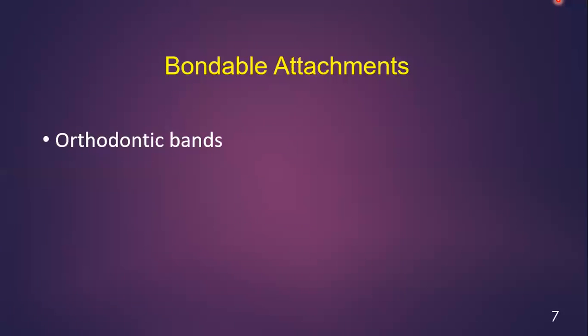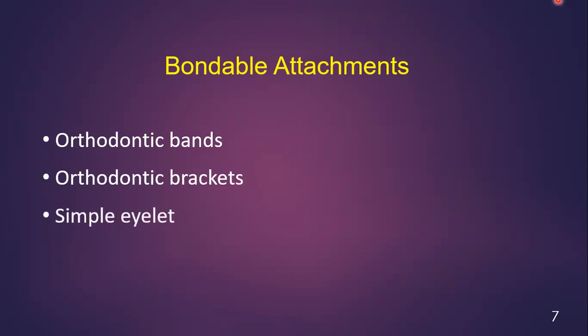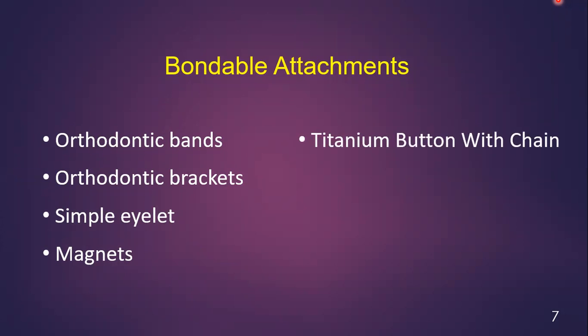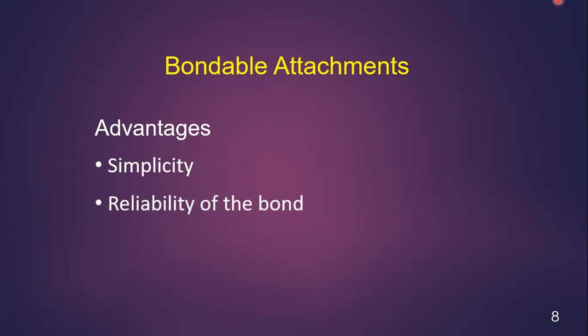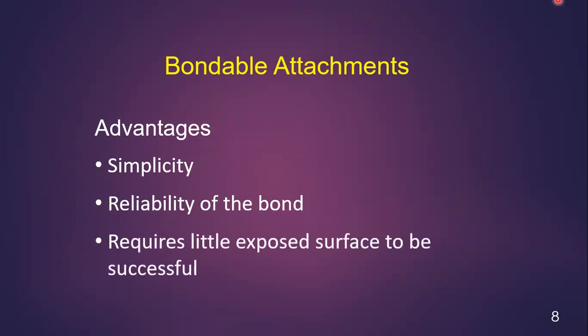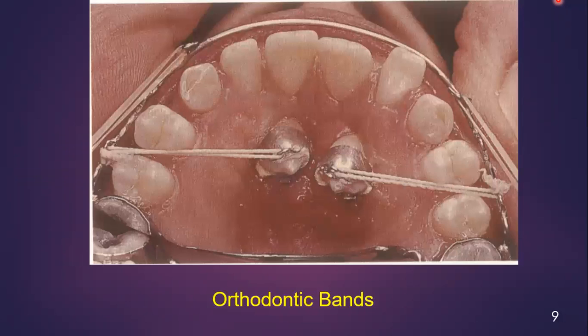Bondable attachments most commonly used are orthodontic bands, orthodontic brackets, simple eyelets. Magnets are rarely used. Titanium button with chain, gold button with chain, gold mesh disc with chain. So bondable attachment has some advantages because of simplicity, reliability of the bond, and it requires a little exposed surface to be successful. Here you can see orthodontic bands, most commonly used.